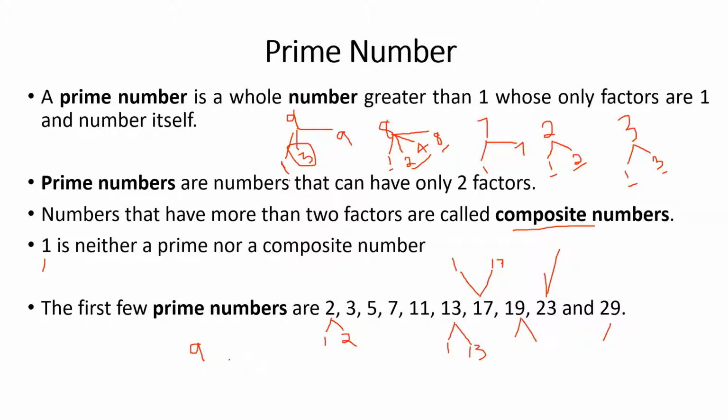Got it? So if it is having only 2 factors, then it is a prime number. That is the only condition we have to check. So now you know that all numbers are having at least 2 factors, but non-prime numbers or composite numbers are having more than 2 factors.